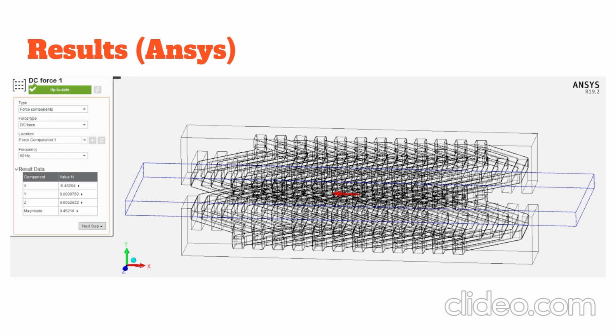The force applied on the separator includes 0.009 Newton in the y direction and 0.005 Newton in the z direction. Compared to the force in the x direction, there is barely any force in the y and z direction. The LIM stays balanced in the y and z direction. That means it will stay on track while moving forward.